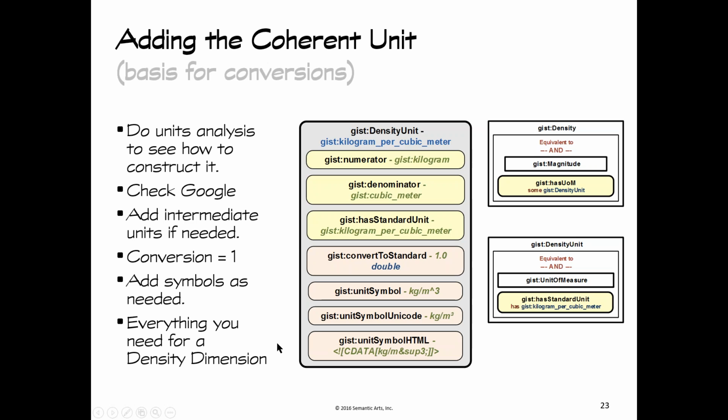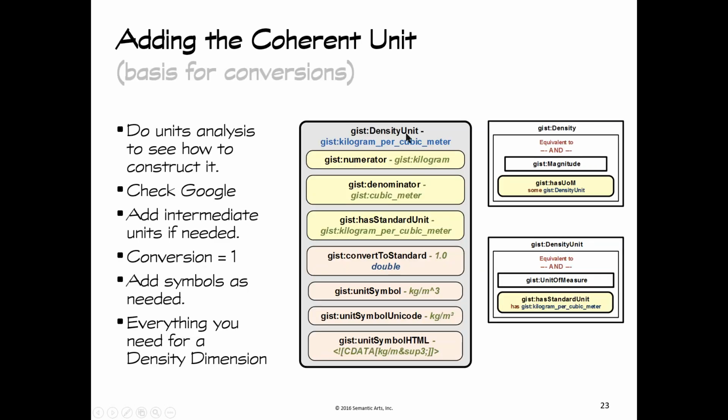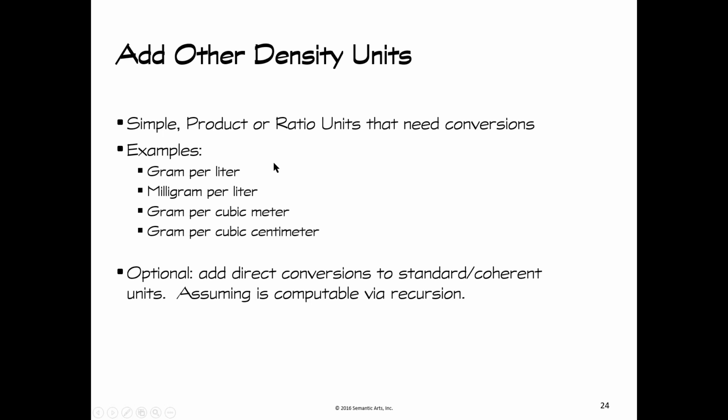And this is basically everything you need to add a density dimension. You add the density magnitude subclass, you add the density unit subclass of unit of measure, and then you add the coherent unit. And now you have your dimension of density. But you might have some other units. For example, you might have gram per liter, or milligram per liter, or gram per cubic meter, etc.